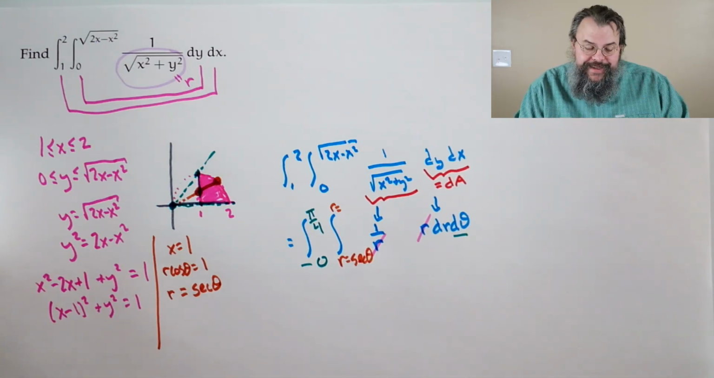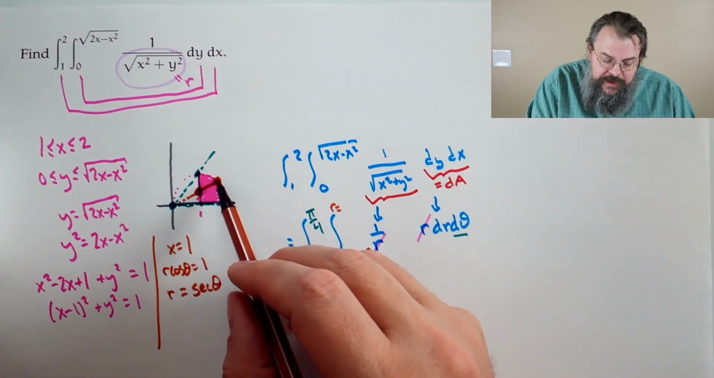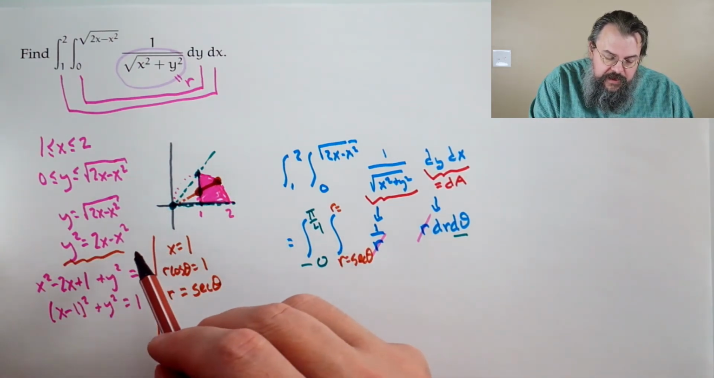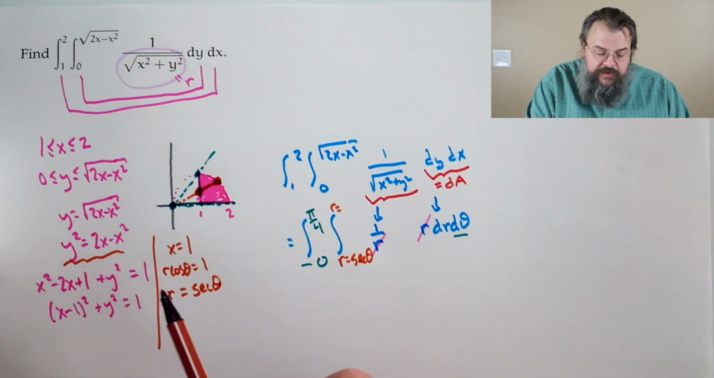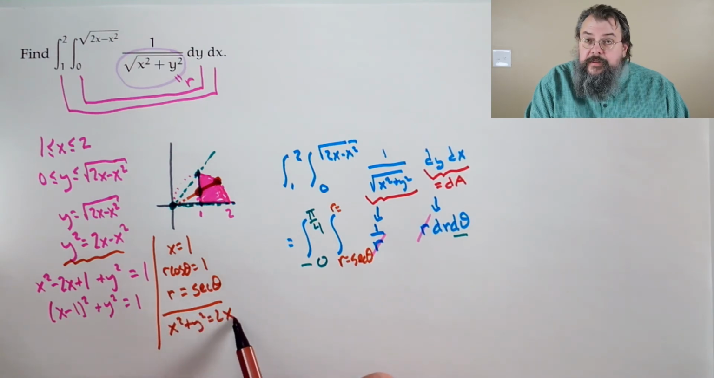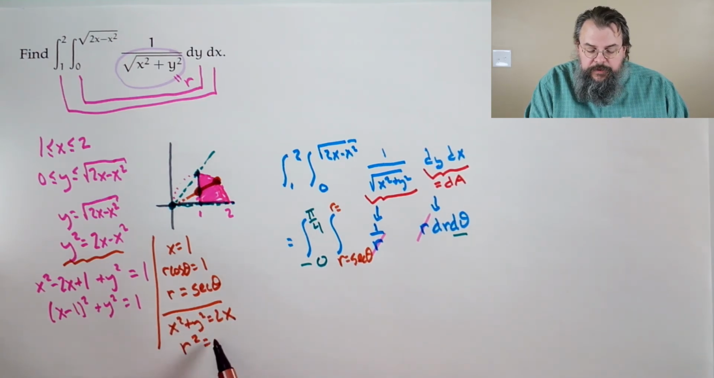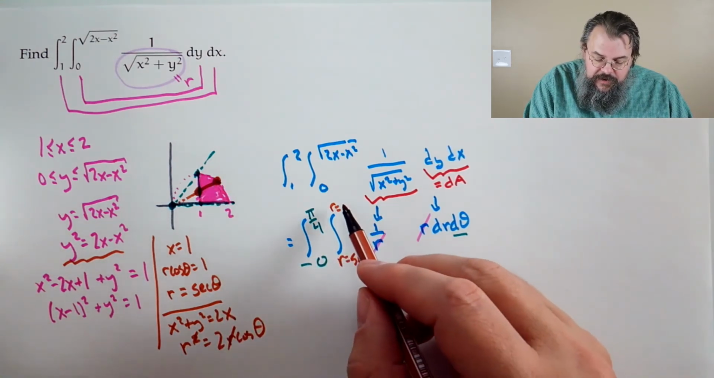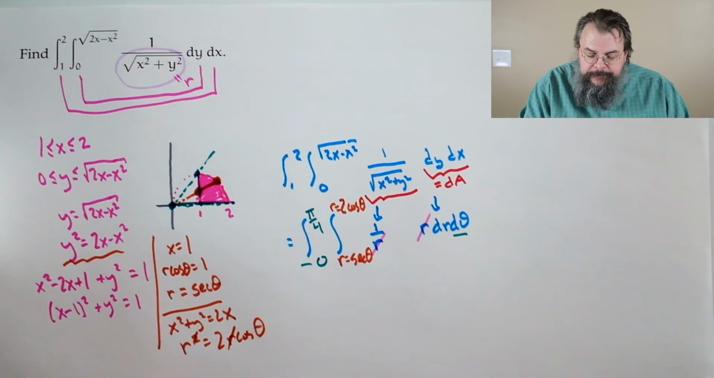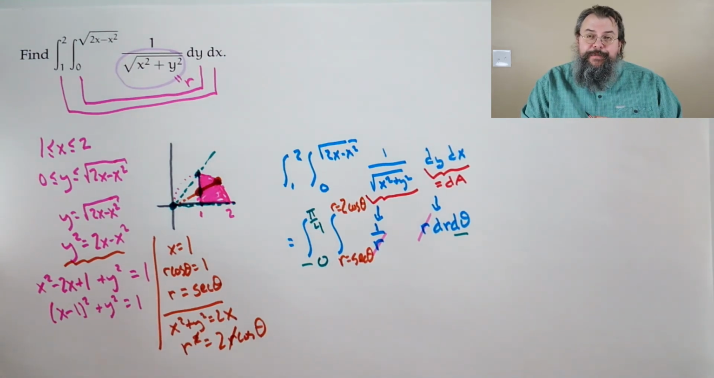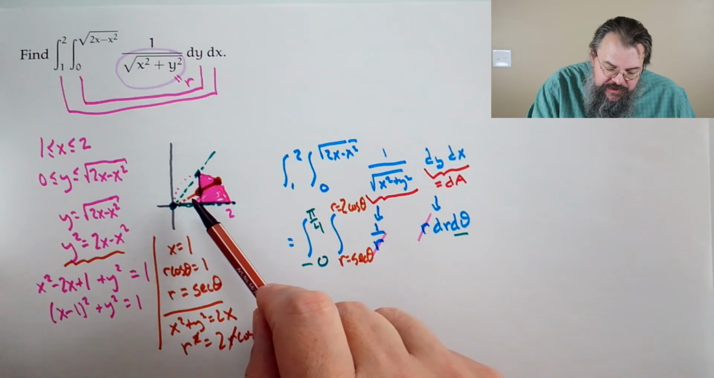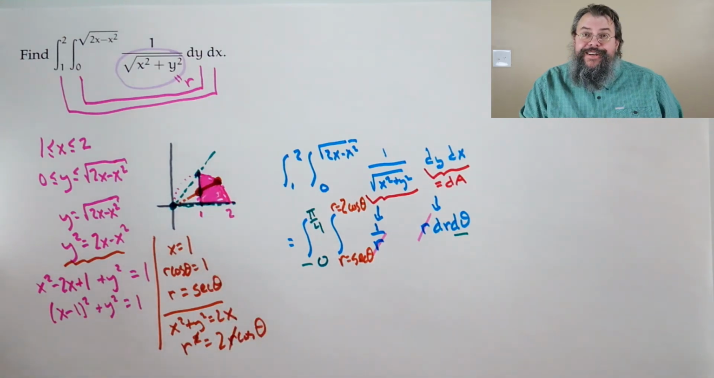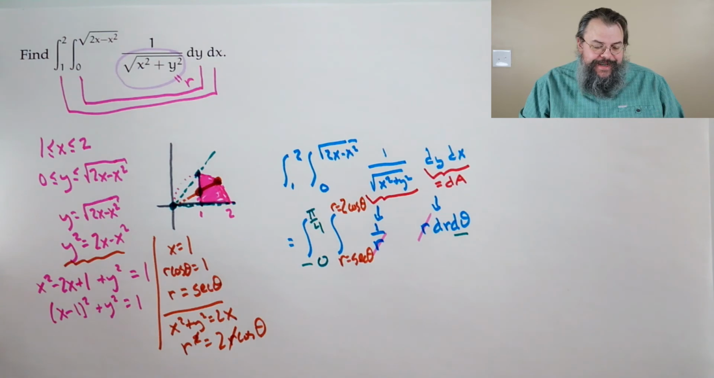Now, the upper bound. That's to the circle. Well, what's the circle? Okay, I'll start with the y squared equals 2x minus x squared. That becomes x squared plus y squared equals 2x. Or r squared equals 2r cosine theta. And you can cancel off an r. So the circle is r equals 2 cosine theta. And that's the upper bound. So we go from secant theta to 2 cosine theta. And that's it. We've got our integral set up.